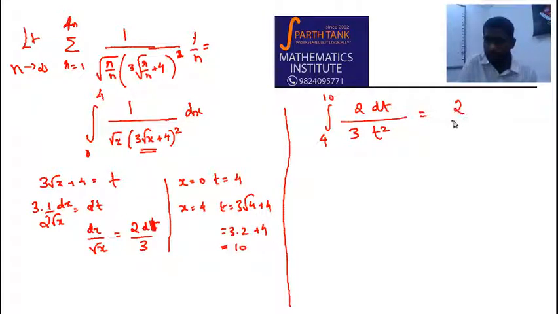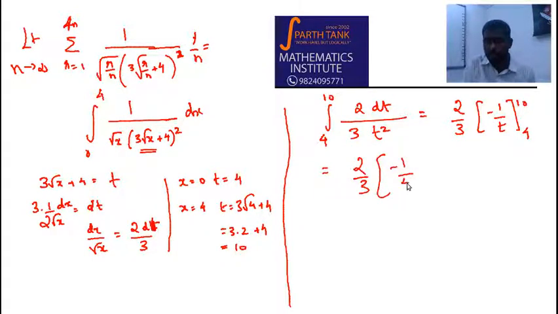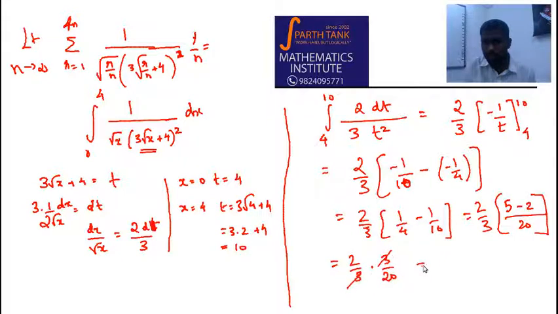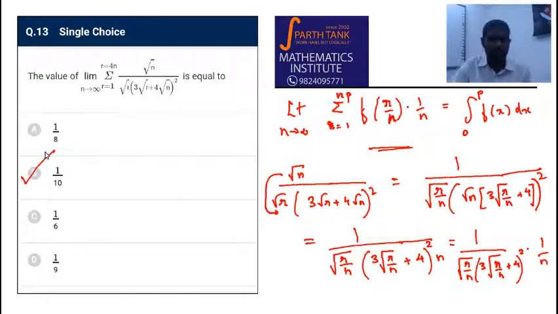So this integral becomes 2 by 3 of minus 1 by t, right? 1 by t squared, the integral is minus 1 by t from 4 to 10. How much would this be? 2 by 3 into minus 1 by 10 minus of minus 1 by 4, which is 2 by 3 times 1 by 4 minus 1 by 10, or 2 by 3 times, the LCM is 20 of course. This becomes 5 minus 2, or 2 by 3 into 3 by 20, which is 1 by 10. So this integral is 1 by 10. So the summation is also 1 by 10.